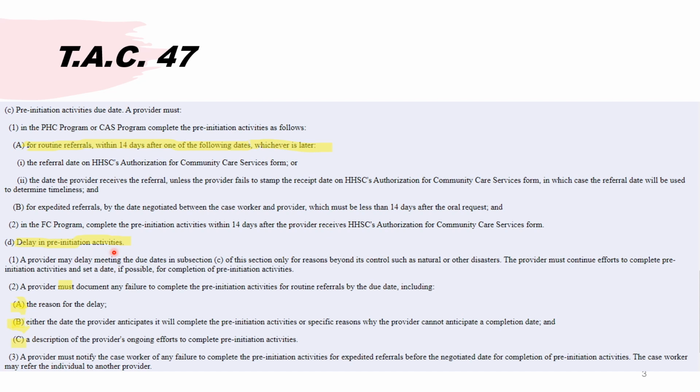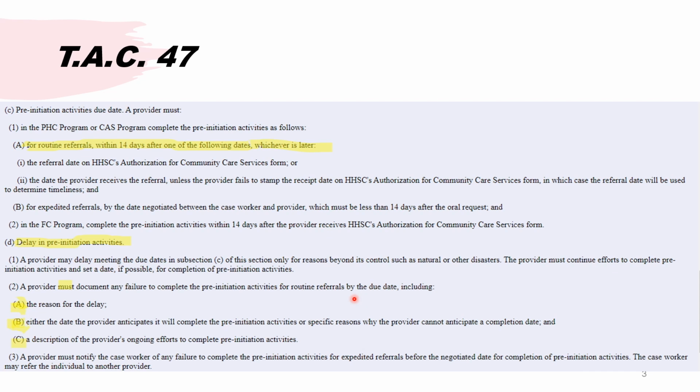It tells you how you must, right here, must. A provider must document any failure to complete the pre-initiation activities for a routine referral by the due date. You cannot wait until after the 14 days is out or over to document. It says by the due date.